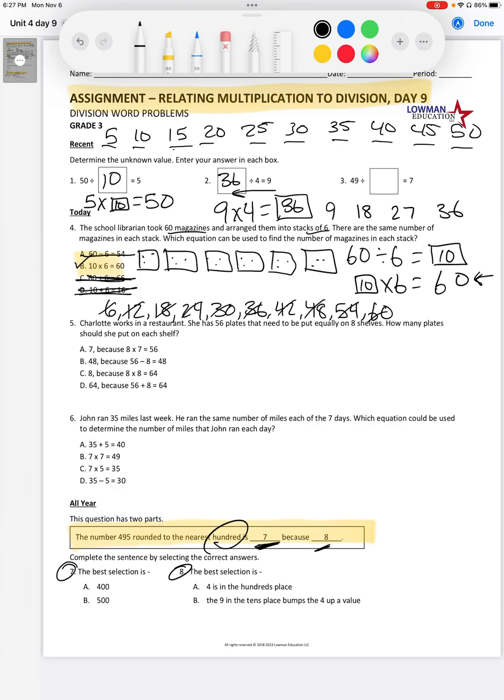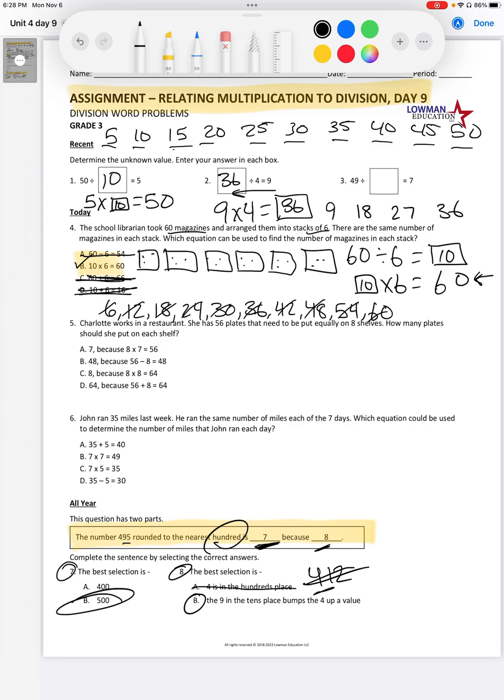So the number 495 rounds to the nearest 100. Well, I know if I round 495 to the nearest 100, it's going to round to 500. And the reason why is either A, the 4 is in the hundreds place. No, that's not it, because if the number was 412, that would round down to 400. That has a 4 in the hundreds place, so that's not a true thing. Or B, the 9 in the tens place bumps the 4 up a value. That is true. We typically look at putting it on the number line and rounding it like that, but just process of elimination gets us to B.